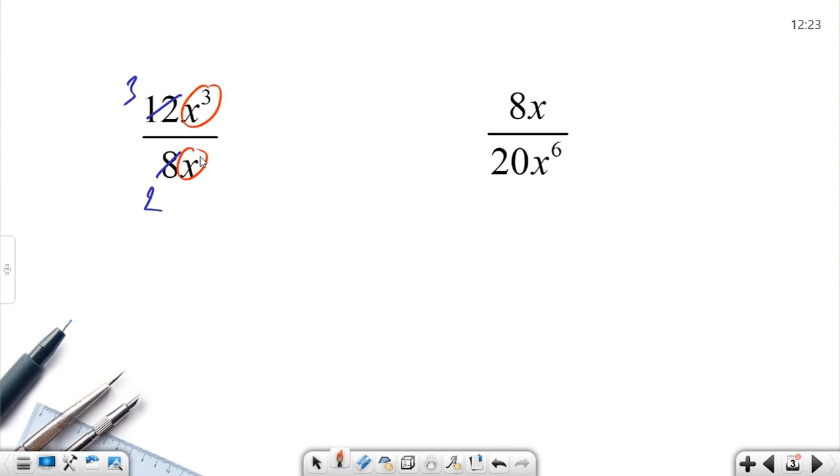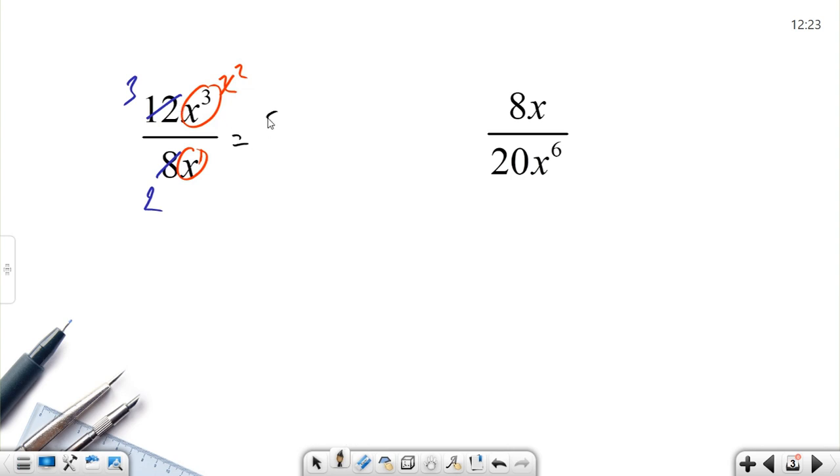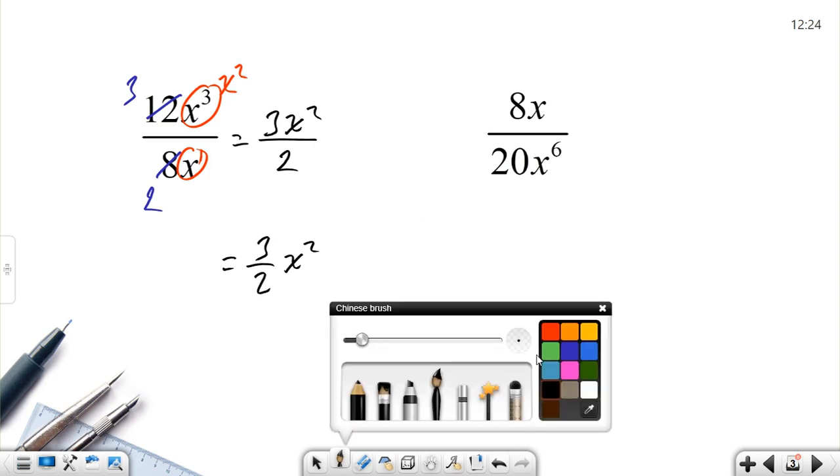Let's do the operation here. x cube and x. If there is only x, we know the power is 1. 3 minus 1 is 2. So x squared. Because 3 is greater than 1, x squared will be there at the numerator. This is equal to 3 times x squared, 3x squared over 2. So this is the simplest form. You can write it as 3 over 2 x squared, with 3 over 2 as a coefficient. It's okay, that's true. Both of them are the same with different notation.